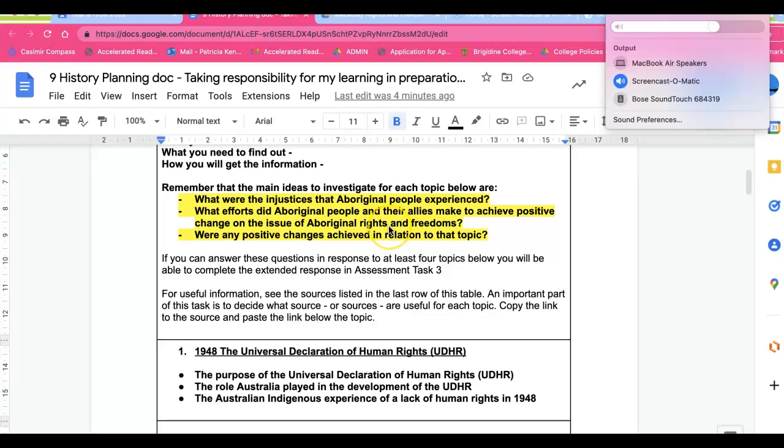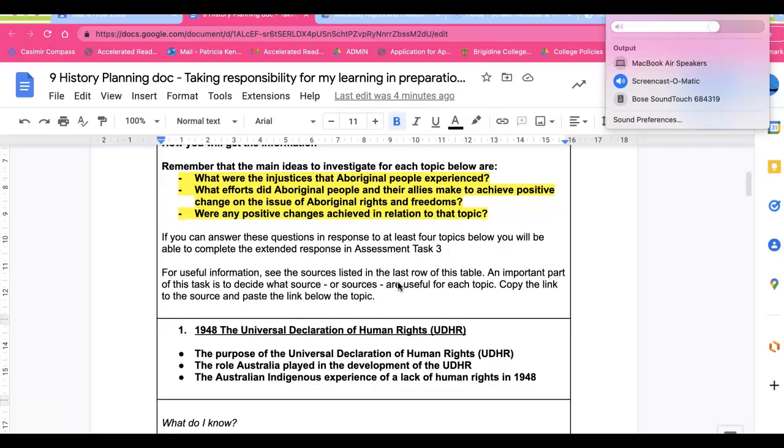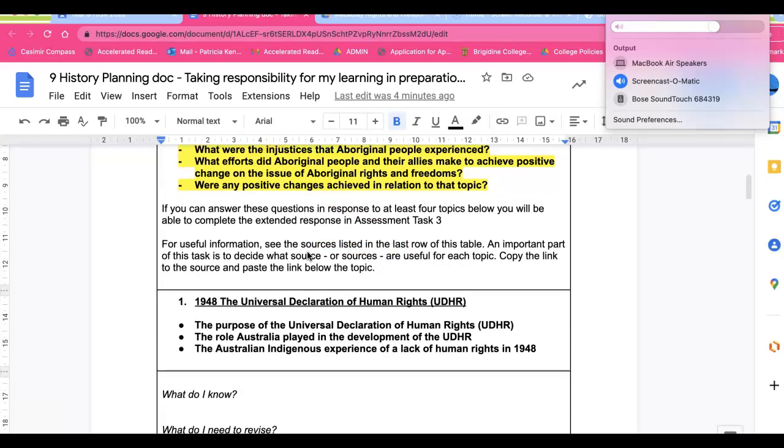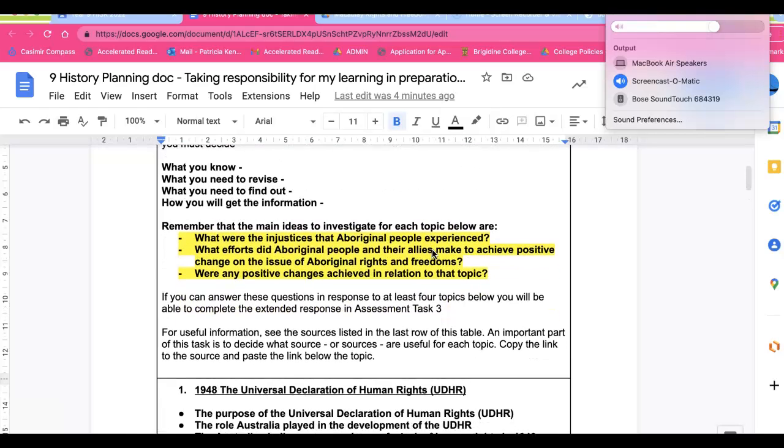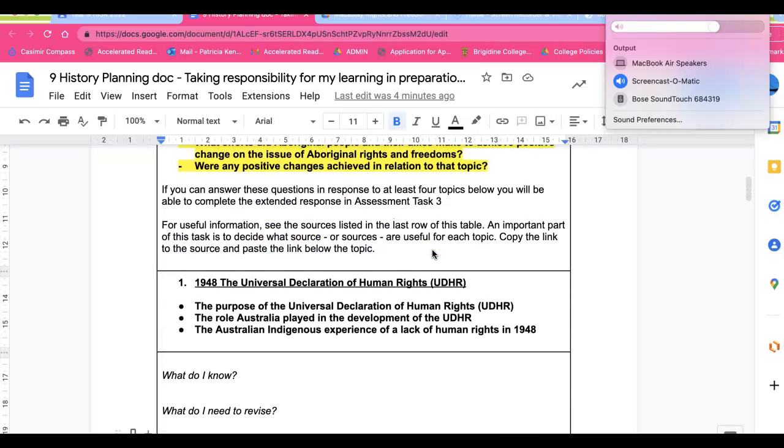If you can answer those questions, you will certainly be able to confidently complete the extended response question on your exam and answer the other questions. The guideline here is if you can answer these questions in response to at least 4 topics, you should be able to complete the extended response in assessment task 3, particularly as you will be doing other work up until the assessment task.